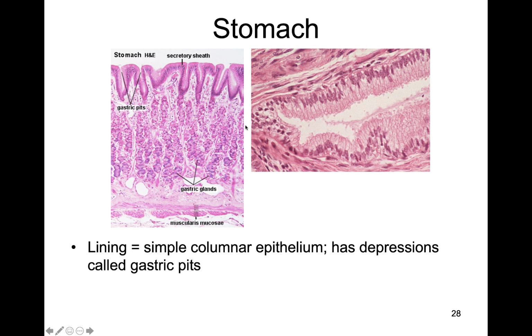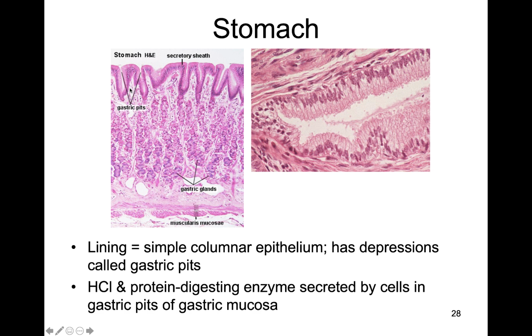this picture is showing you the stomach. This is what the stomach looks like under the microscope. You're gonna have the gastric pits. Whenever you take a cross section of the stomach and look at it under the microscope, you're gonna see these gastric pits. And then you're also gonna see this simple columnar epithelium that's gonna have water or mucus in it. In your stomach, you have these different types of cells that are going to release HCl, the acid, and the protein digestive enzymes in the gastric pit. So this is where the enzymes are being released.